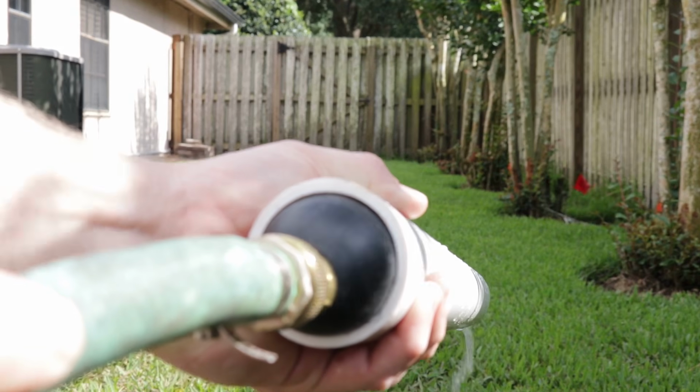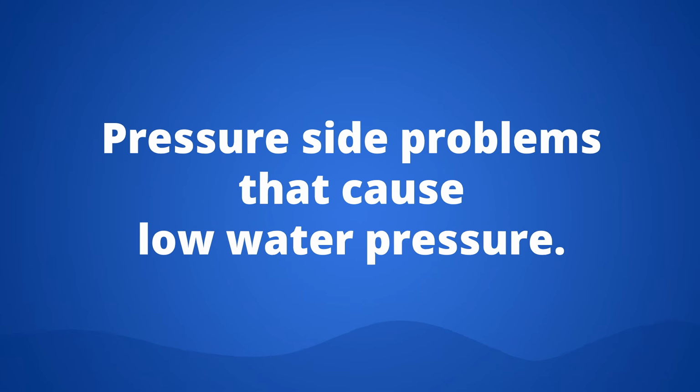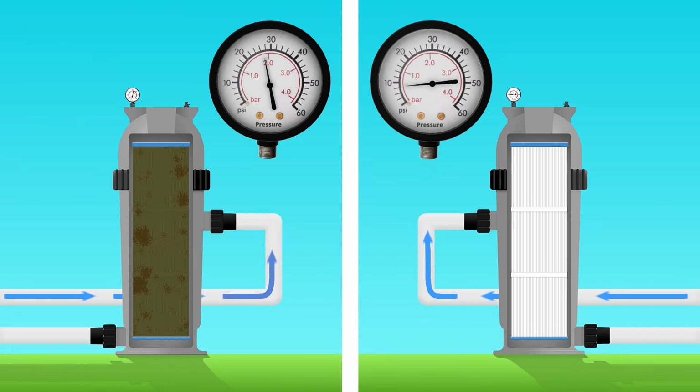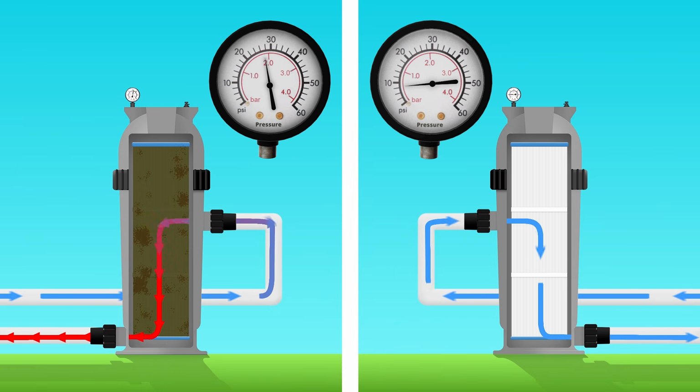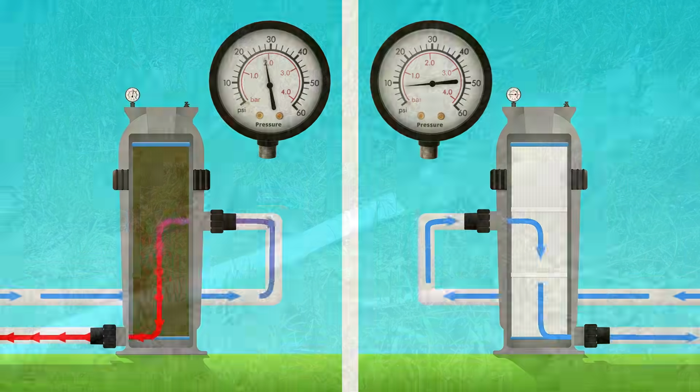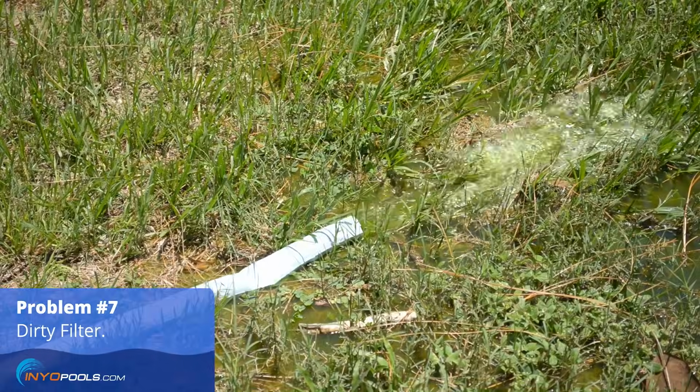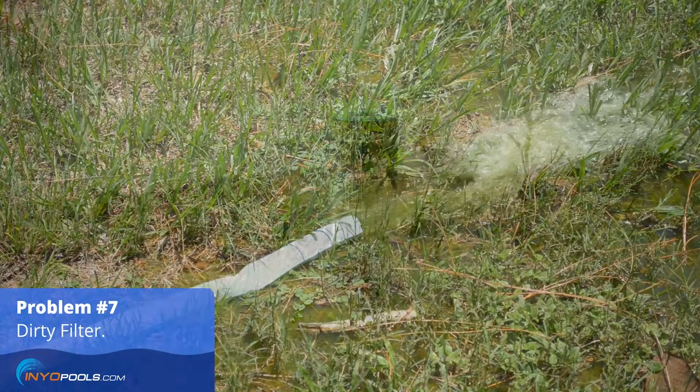Now that we've looked at suction side problems that cause low water pressure, let's take a look at pressure side problems. A dirty filter will restrict water flow through your system. A high PSI reading on your filter's pressure gauge is usually a good indicator that your filter needs cleaning. Sand and DE filters require backwashing, while cartridge filters need to be hosed down.